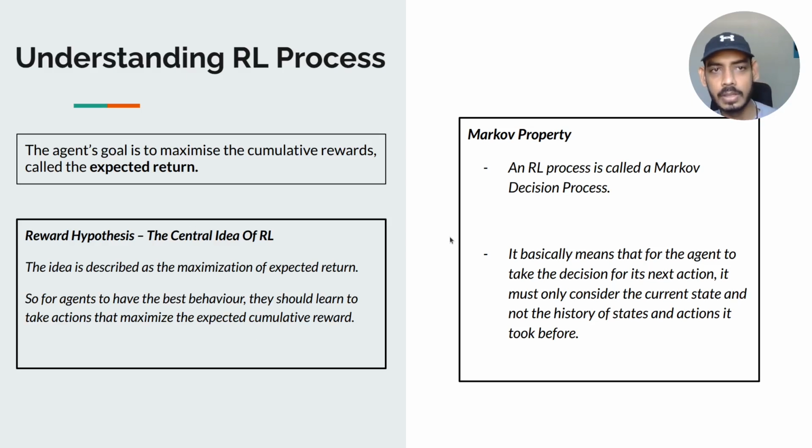The whole RL process is also called a Markov decision process, which basically means that whatever action it takes depends on the current state, not on the previous history of actions it has taken. It is based only on the previous step, the previous action, and the decision is taken from that. That is the Markov property of the RL process.